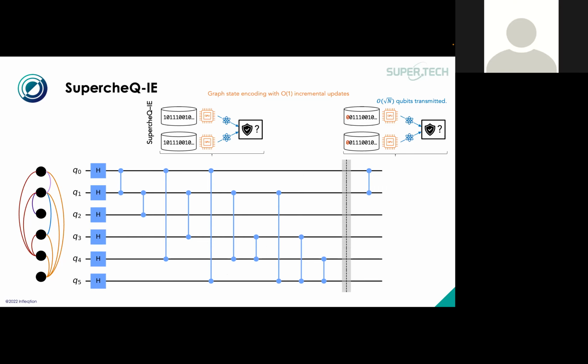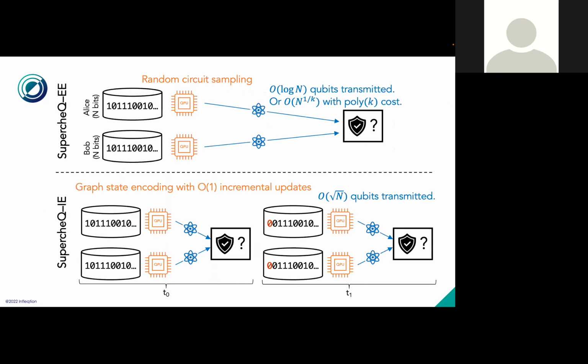At most, you have 50% fidelity, well, squared overlap, between two distinct graph states. And of course, if you have the identical graph state, then you have 100% overlap between them. So that's SupercheQ IE in a nutshell. And maybe just to flash up both protocols on the screen.